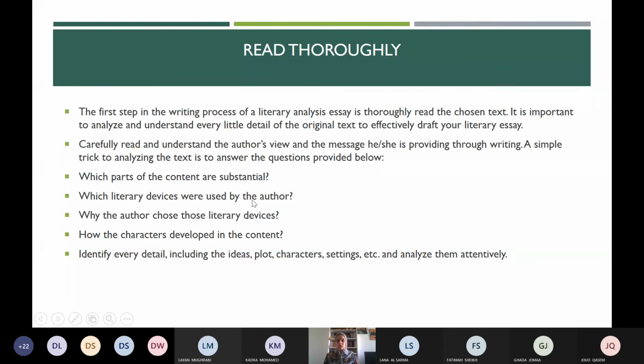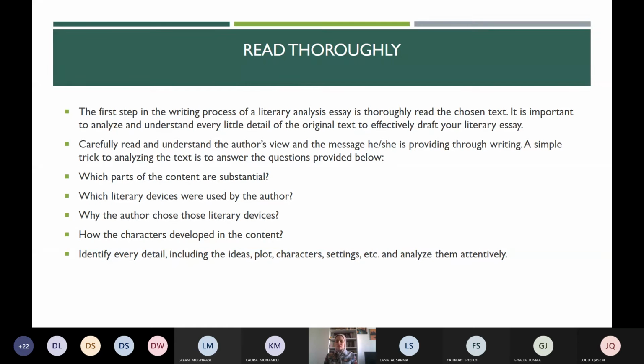Which literary devices were used by the author? The author used foreshadowing or flashbacks. He used flashbacks, because I told you an example about foreshadowing. Why did he use flashbacks? He used flashbacks to remind the reader, or to tell the reader about the reasons behind these actions, and to create a more suspenseful mood in the story.